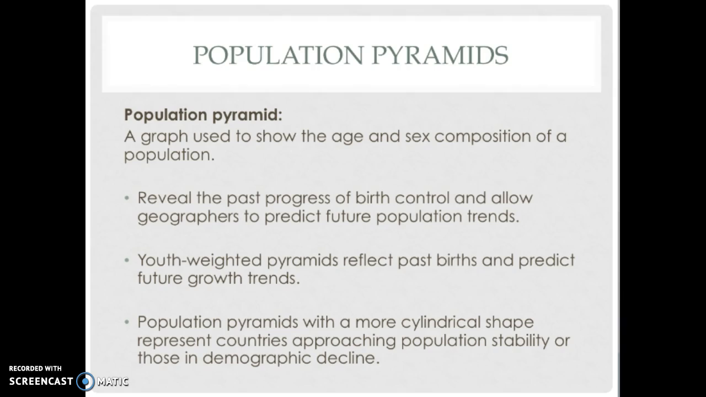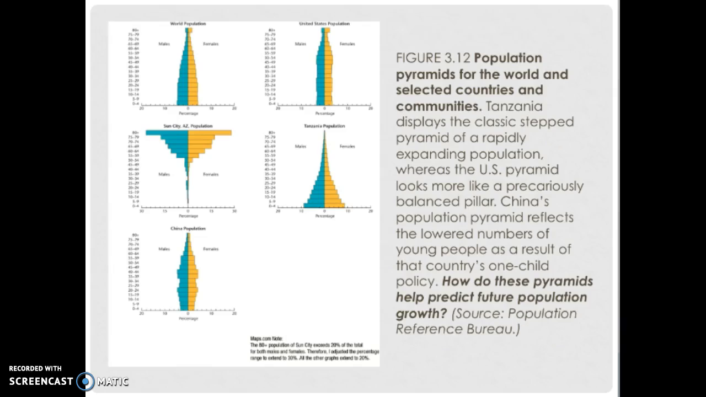So when you see a heavy bulge on the bottom of the pyramid indicating lots of youth, and population pyramids with a more cylindrical shape represent countries approaching population stability, or those in demographic decline. So if we go back, we can see some of those representations here, such as China's population with a consistent cylindrical bulge throughout, but a bit of a larger bulge there in the center in comparison to Sun City, Arizona's, with a bulging elderly population, retirees.